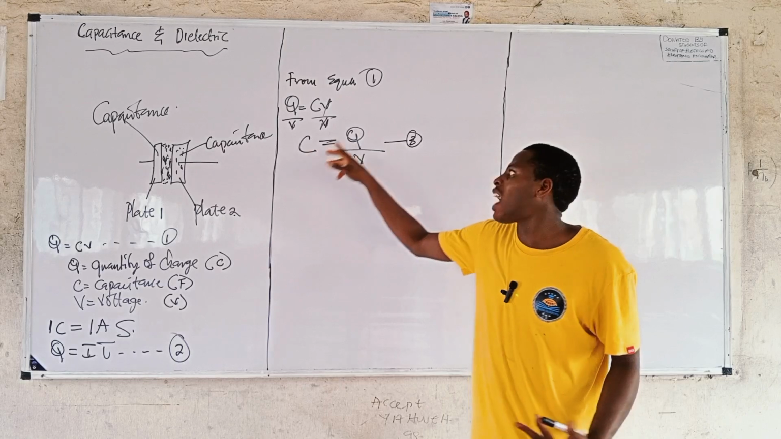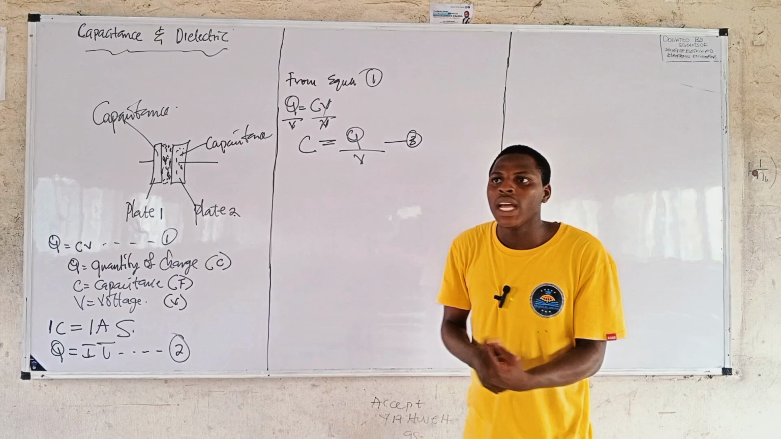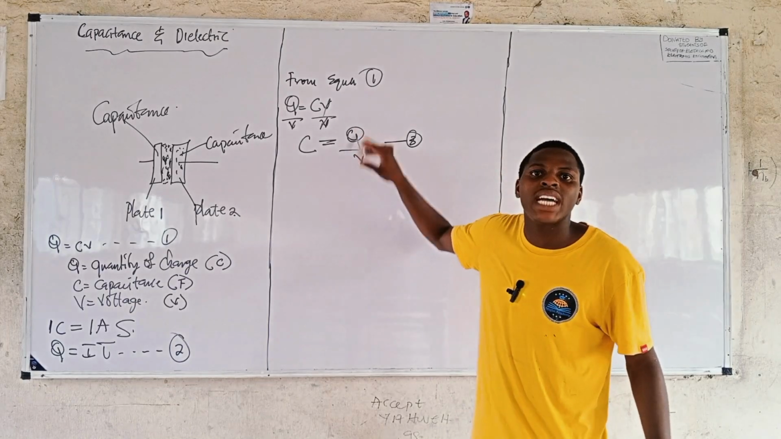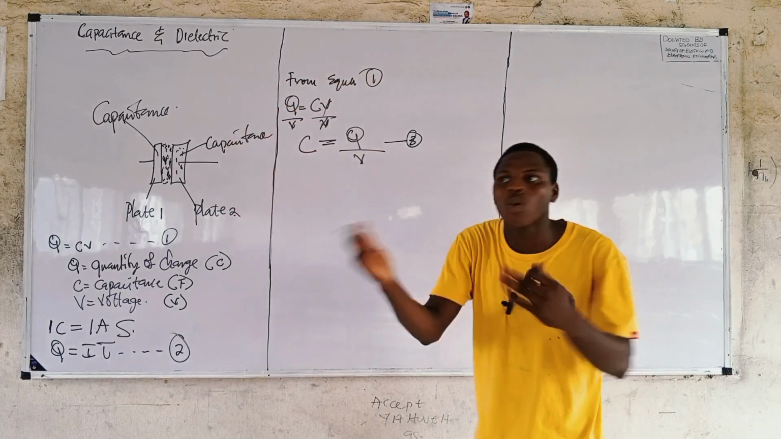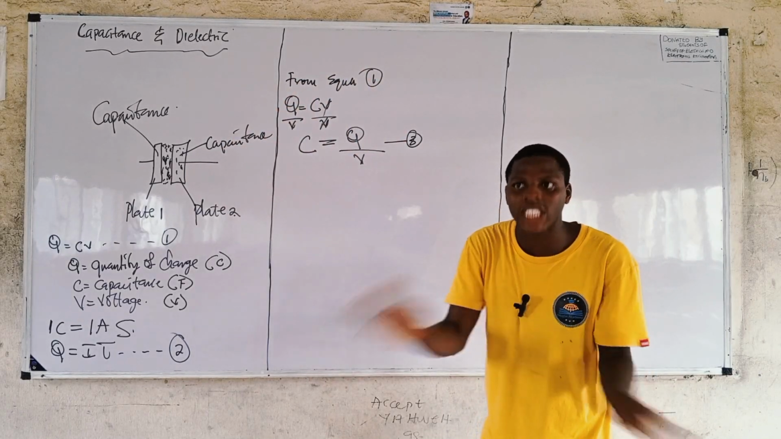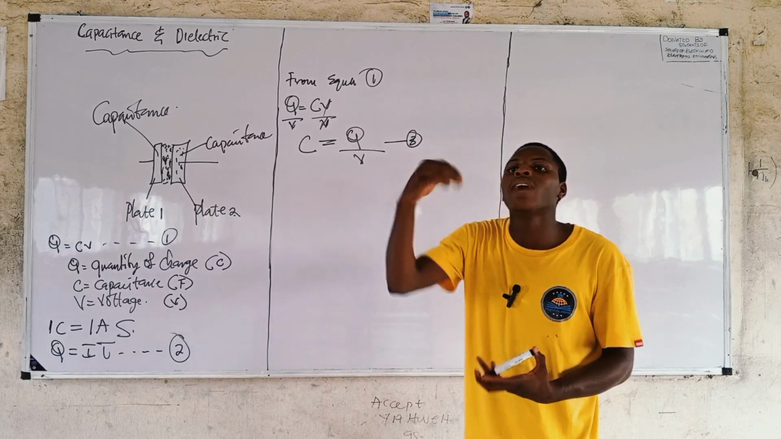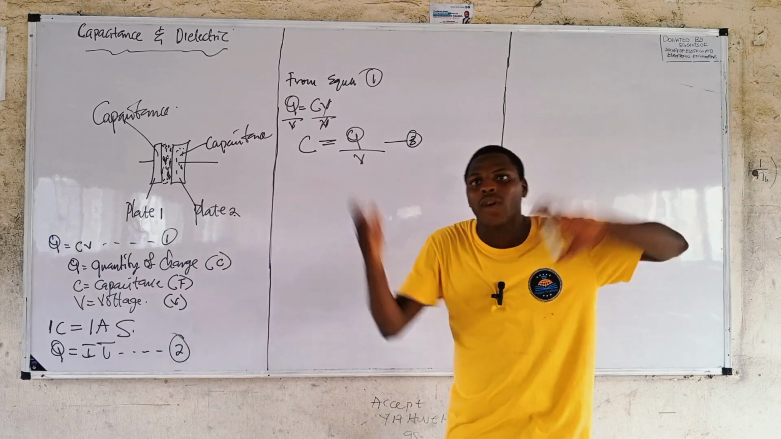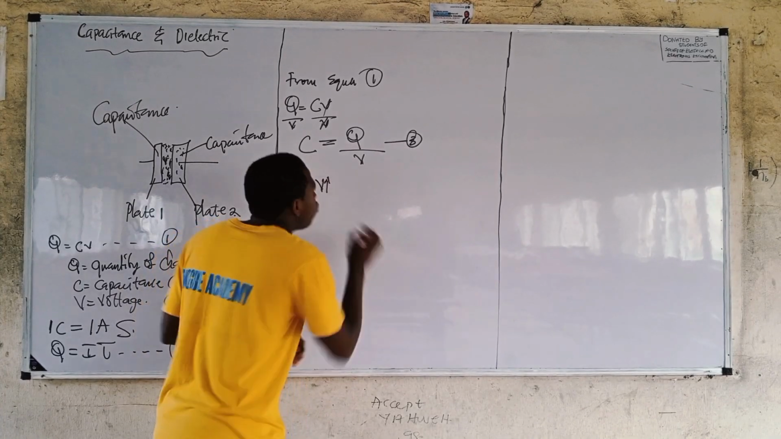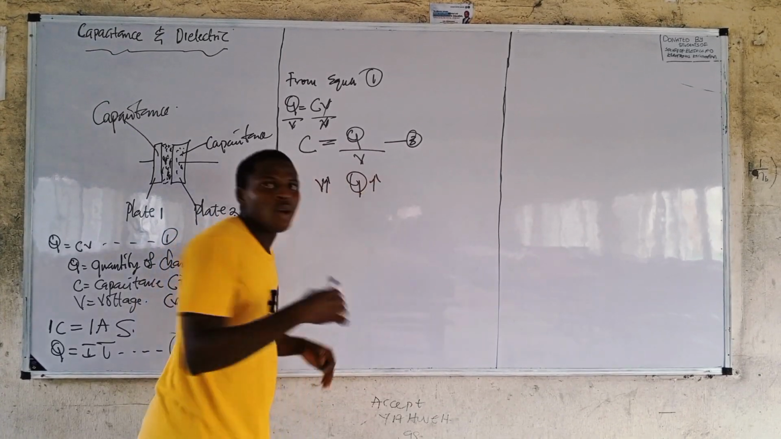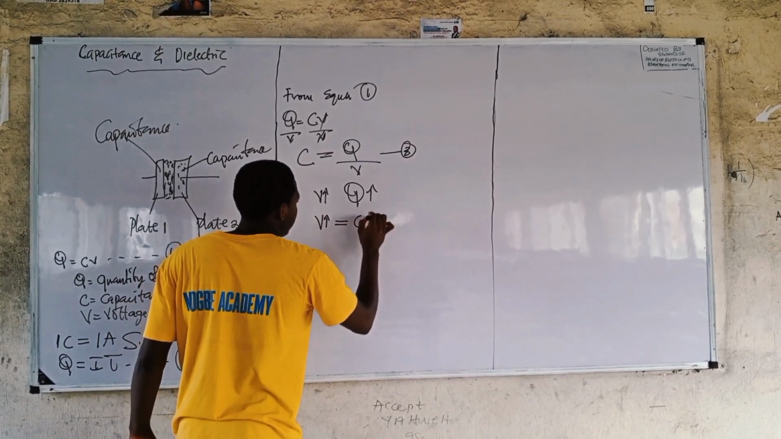If you affect capacitance, you are actually increasing the quantity of charge? That is very, very wrong. The only way you can increase your quantity of charge is when you increase voltage. If you increase voltage, you are increasing your quantity of charge. But if you are increasing your capacitance, which cannot be, the only way you can change your capacitance is when you are given the value of your capacitor. Are we together? In essence, if you increase V, you are equally increasing your quantity of charge.